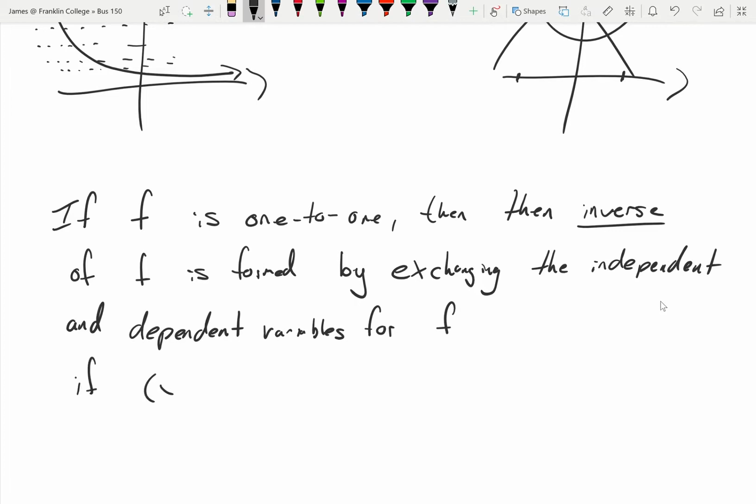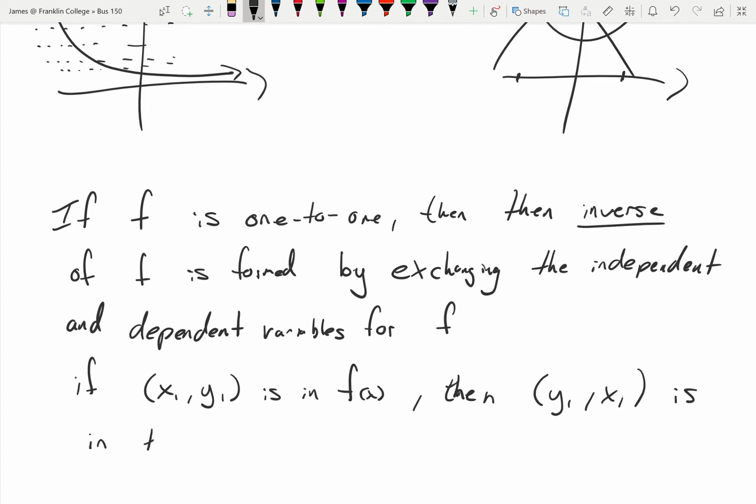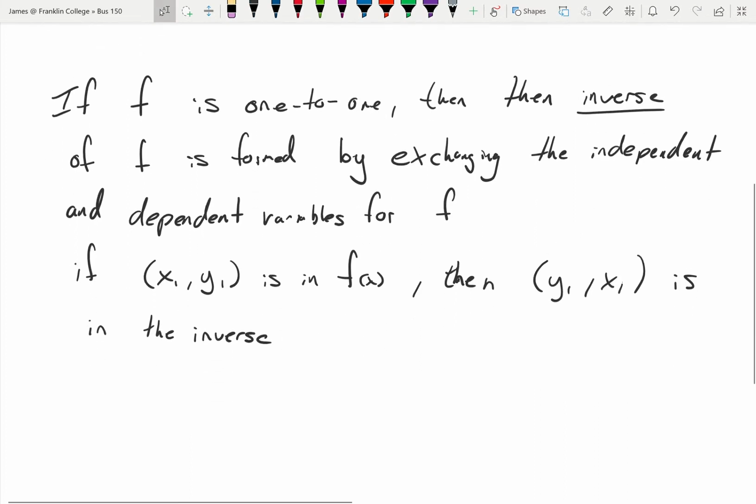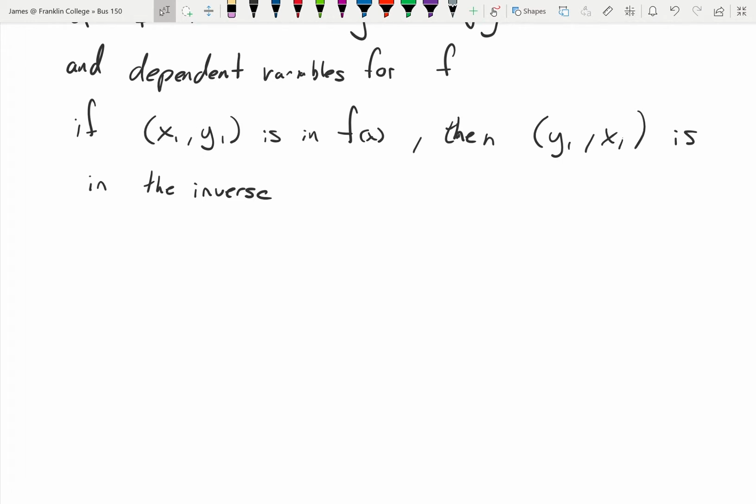So if (x1, y1) is in f of x, then if we exchange the y values with the x values, (y1, x1) is in the inverse. So what we're doing when we talk about the inverse is exchanging the y values and x values.